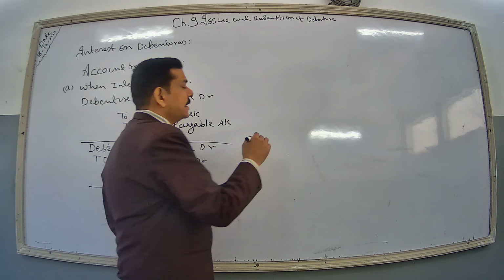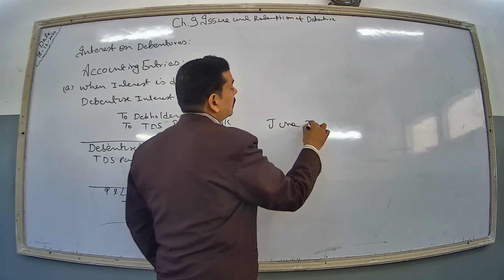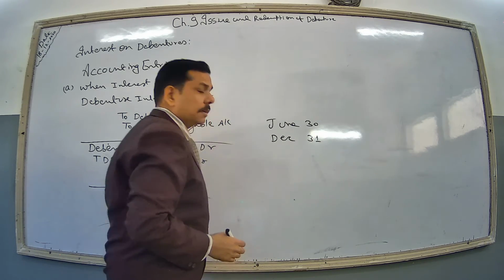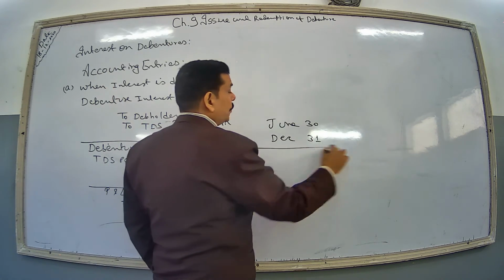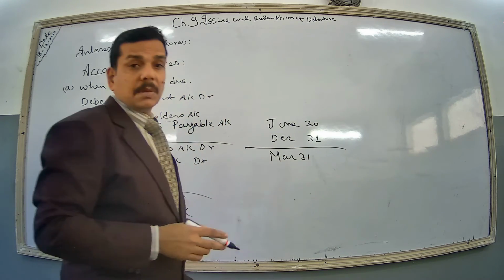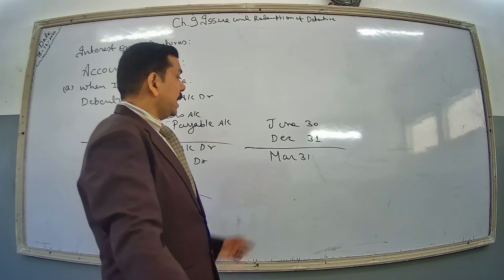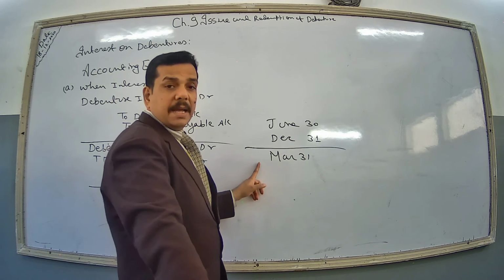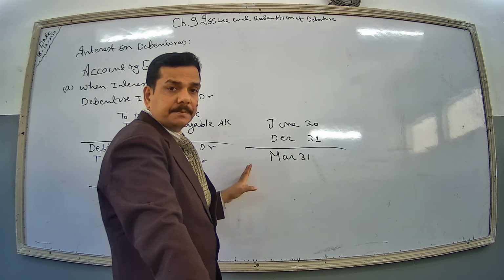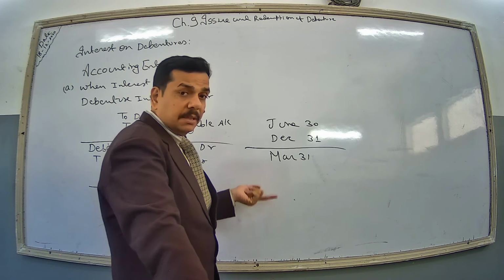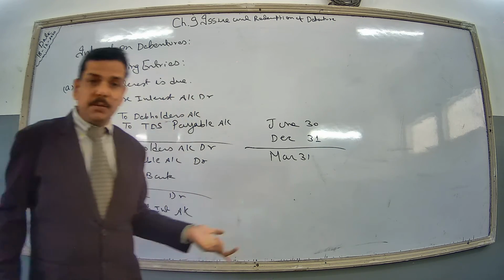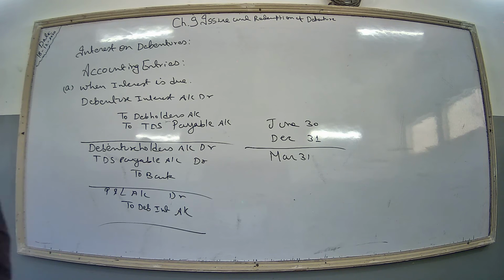For example, you are paying interest on debenture on June 30 and December 31st. Clear? And you are closing your books of accounts on March 31st. Clear? So on March 31st, what will happen? Interest is accrued but not due for 3 months. Interest accrued but not due. But after 31st March, what will happen on 30th June? It will become interest accrued and due. So this may happen because of that reason.